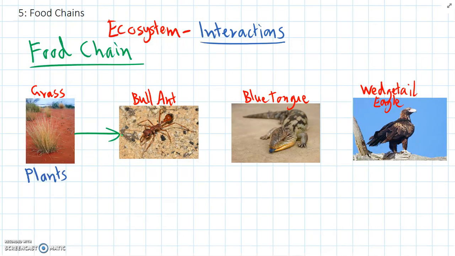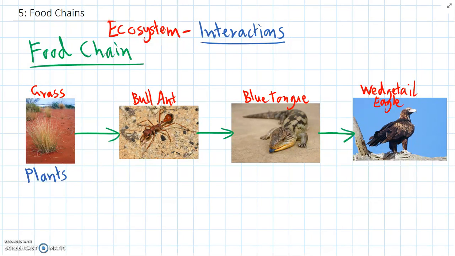And in this ecosystem, blue-tongued lizards eat the bull ants. So we'll draw another arrow to show that the blue-tongued lizard is eating the bull ant. And then wedge-tailed eagles, they eat blue-tongued lizards as one of their food sources. Often animals have lots of different types of food, but a food chain here just shows one type of food.